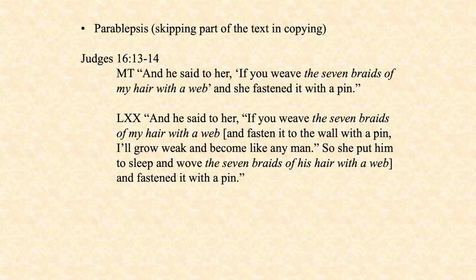And it seems that the Septuagint is a better reading here in that it explains what's going on. He said to her, "If you weave the 7 braids of my hair with a web and fasten it to the wall with a pin, I'll grow weak and become like any man." So she put him to sleep, and she wove the 7 braids of his hair with a web and fastened it with a pin. So something has been skipped over in the Masoretic.